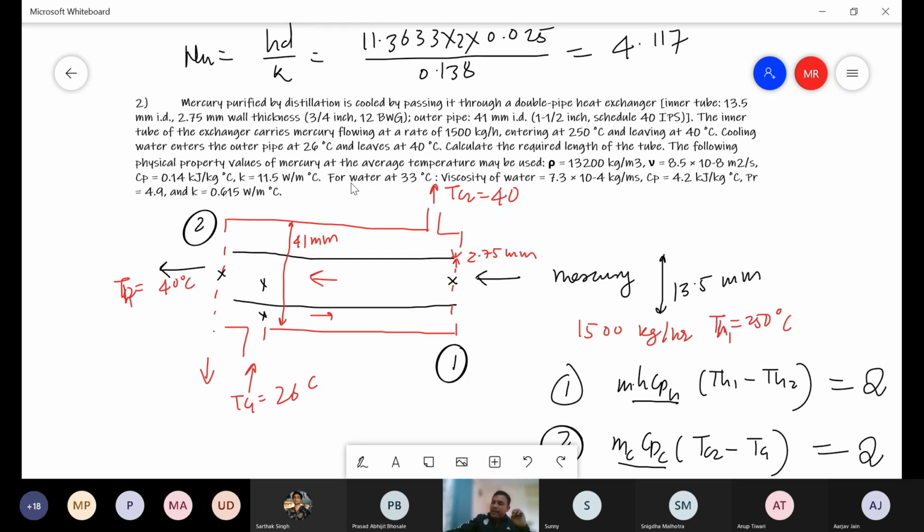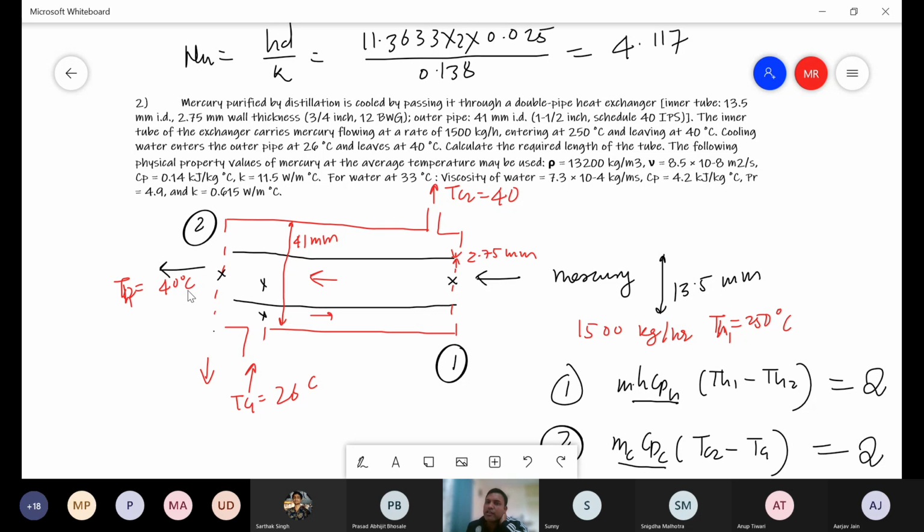All right. Again, towards the end of the last tutorial, we discussed that there are 3 types of terms we will have. One is the sensible heat lost by the hot fluid along the length.